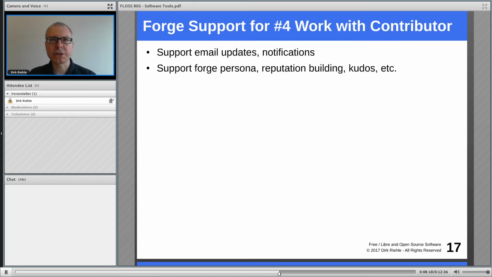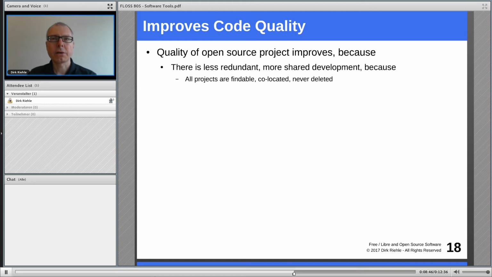So for stage 4, working with a contributor, these forges obviously provide mailing lists, forums, etc. with all the bells and whistles you need, like notifications. They let you set up your profile, people can find you, they gamify this, giving you stars and badges and what have you. All right, that was a short rundown of what software forges do for open source projects. Again, they are matchmaking servers.